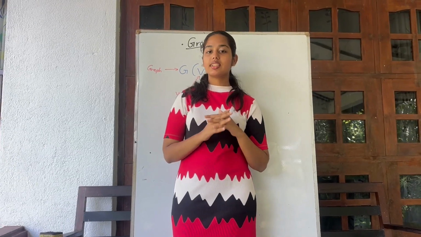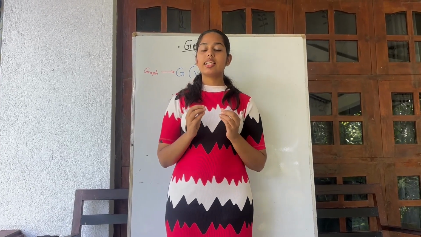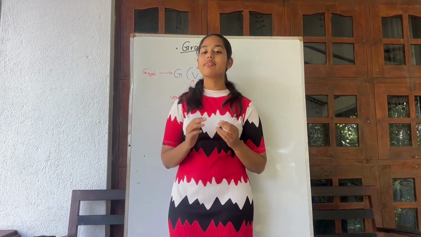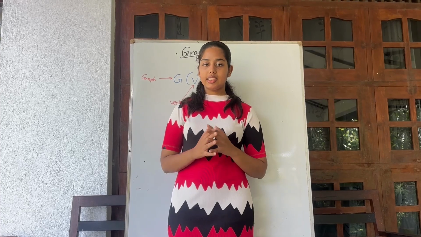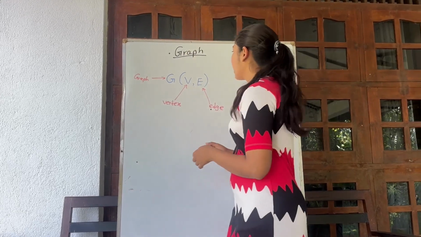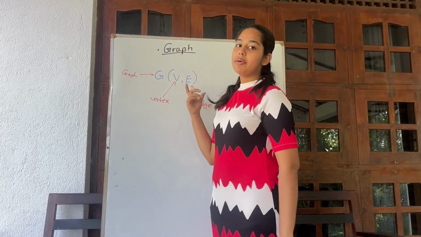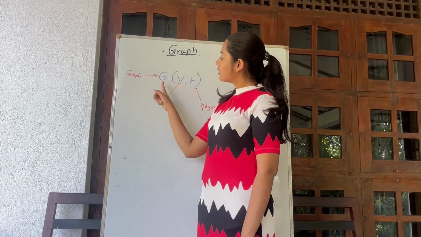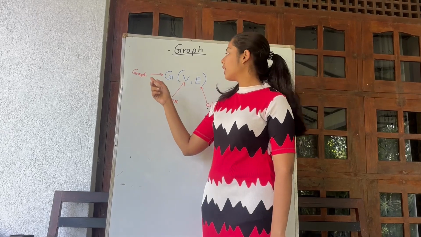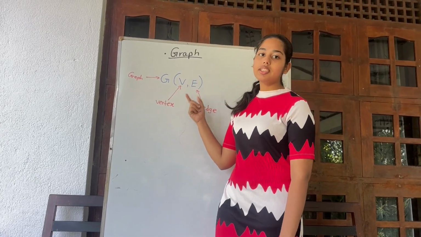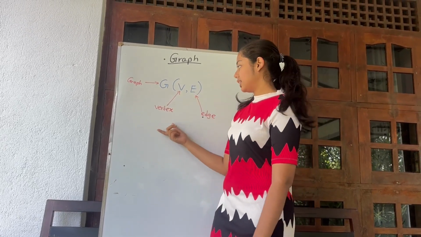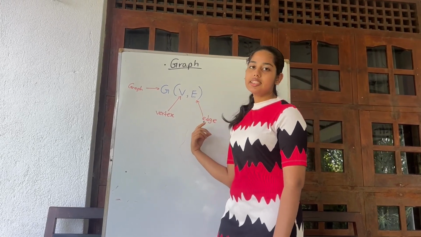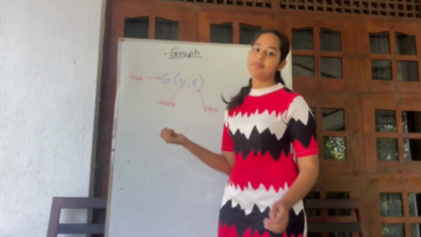Let's discuss what a graph is. A graph is a collection of vertices and edges that link them, and a graph is a non-linear data structure. Here we have a mathematical definition for a graph. This G is for graph, V means a set of vertices, and E means edges that connect the vertices.